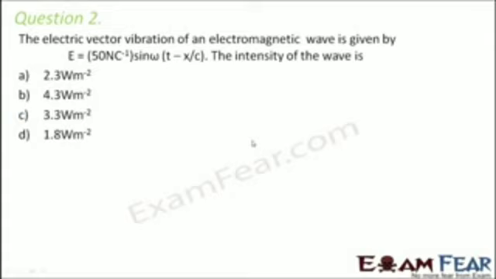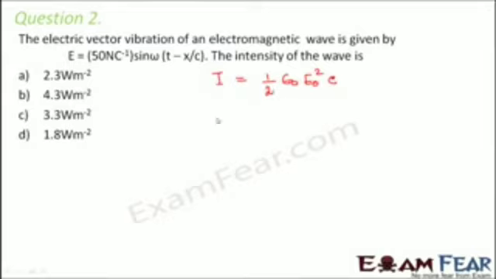Question number 2. The electric vector vibration of an electromagnetic wave is given by E is equal to 50 Newton per Coulomb sine omega t minus x by c. The intensity of the wave is. So just now we discussed the properties of electromagnetic wave and we found out that intensity of an electromagnetic wave is given by half epsilon naught E naught square into c. In this question electric field is given, so we have considered this expression involving electric field. Had magnetic field been given, in that case we would have used the expression 1 by 2 B square by mu naught into c.